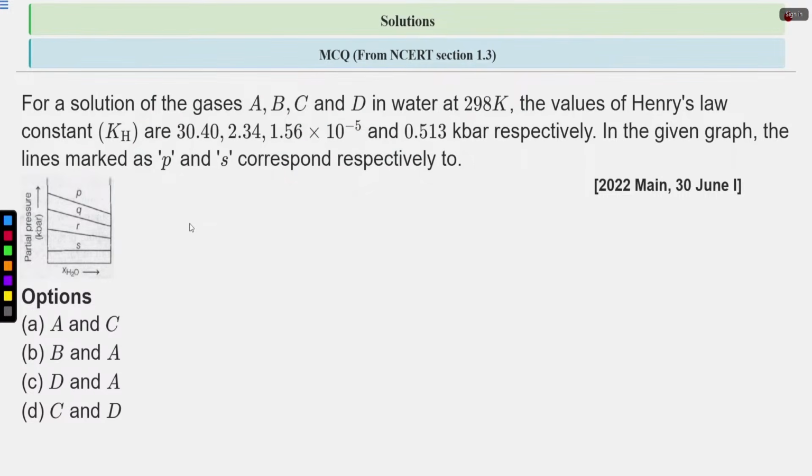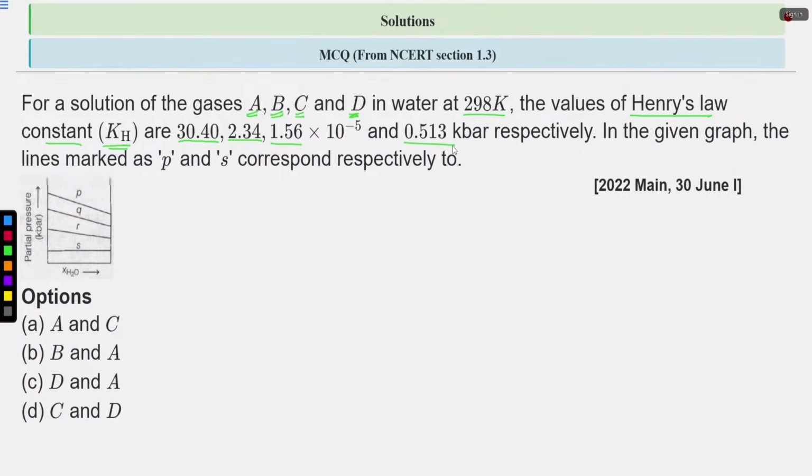This is an MCQ question, and this comes under section 1.3 of the NCERT textbook in the chapter Solutions. The question says that for a solution of gases A, B, C, and D in water at 298 Kelvin temperature, the values of Henry's law constant, which is KH, are given as 30.40, 2.34, 1.56 times 10 to the power minus 5, and 0.513 kilobar respectively.